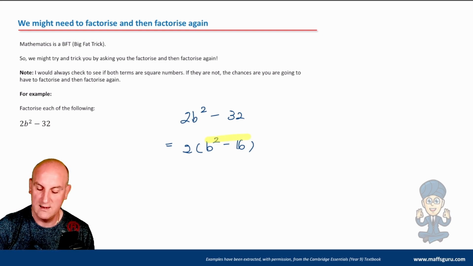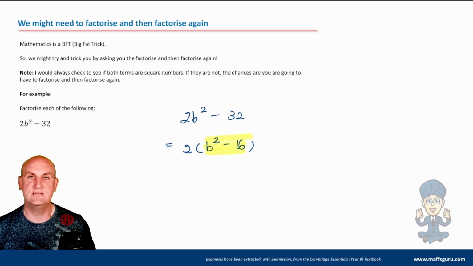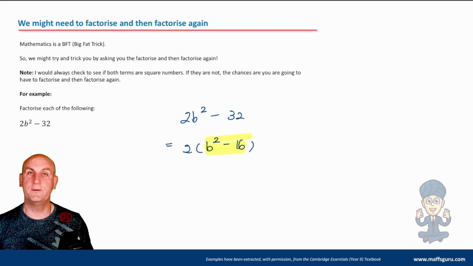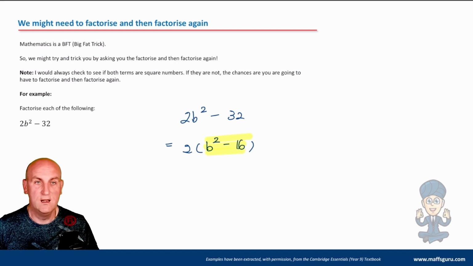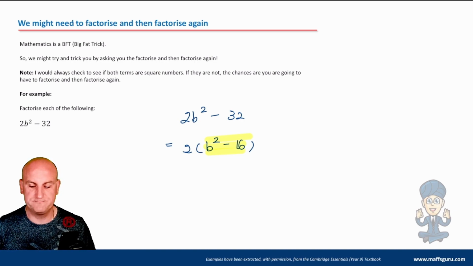We've seen through the trick. And what do you notice now inside the set of brackets? I've suddenly got a perfect square. I've got a difference of perfect squares, because I've got b squared minus 16.